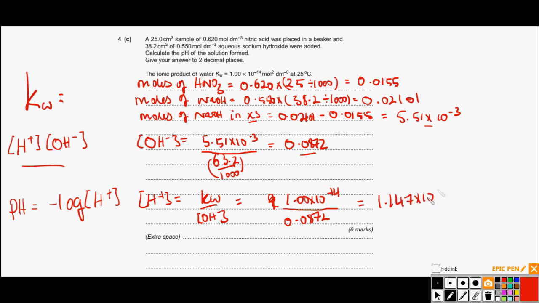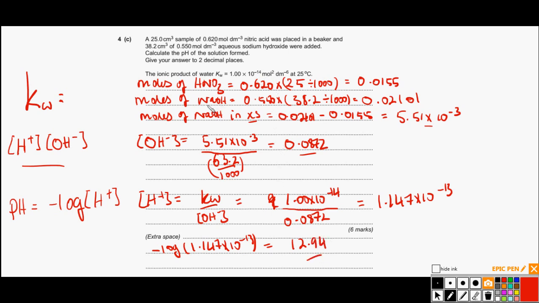1.147 times 10 to the minus 13, and we know how to calculate pH, so just taking the negative log of our hydrogen ion concentration, and that gives us 12.94.